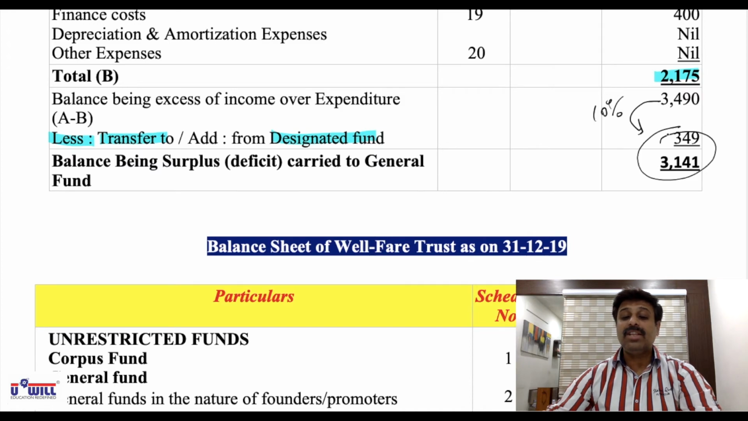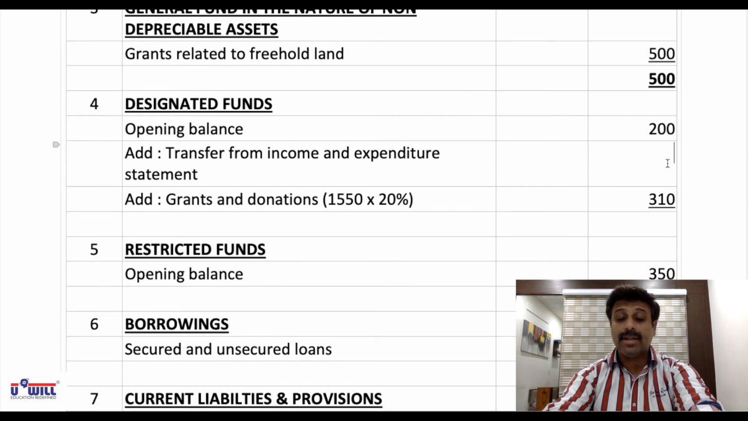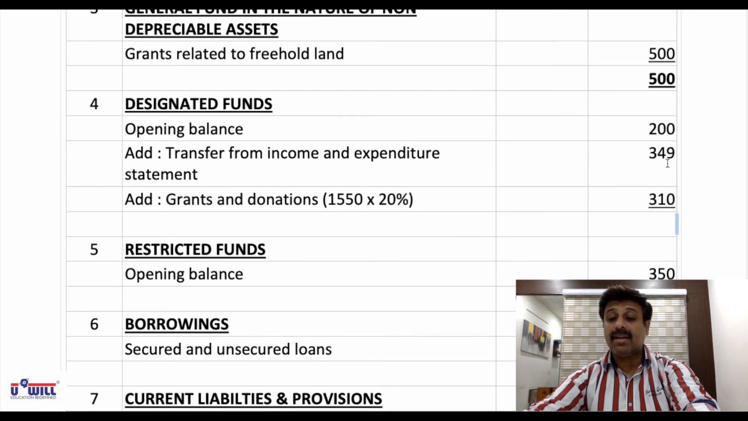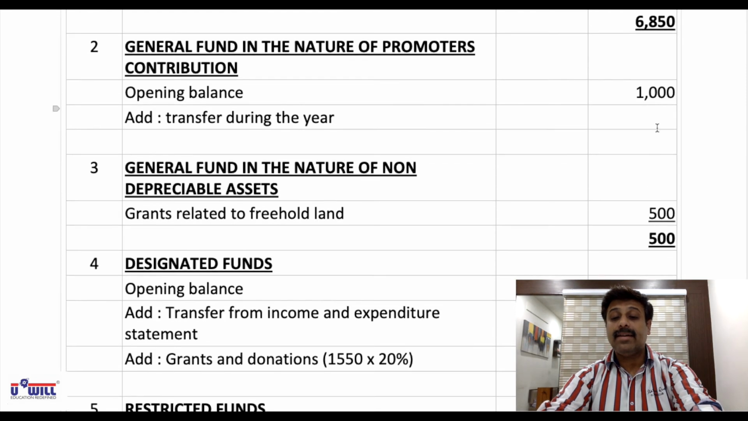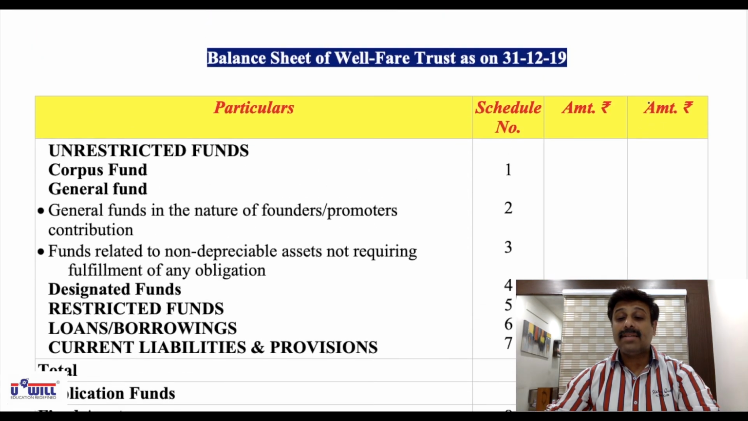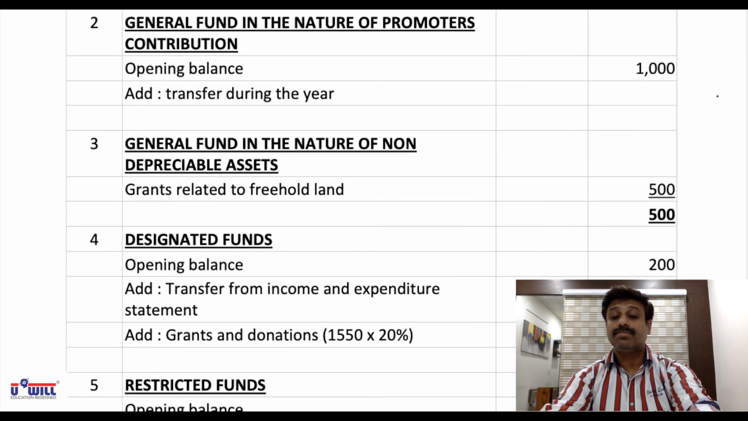Now first we'll give effect of these two things. 349, let us add in designated fund first. We have left the space over here, 349. So total final will come to 200 plus 349 plus 310. That comes to 859. And same way, second schedule. What is the final balance transferred to general fund? 3141. So 3141 plus 1000 will be 4141.